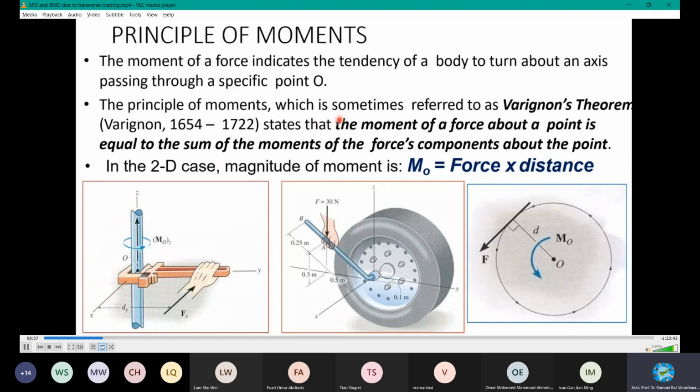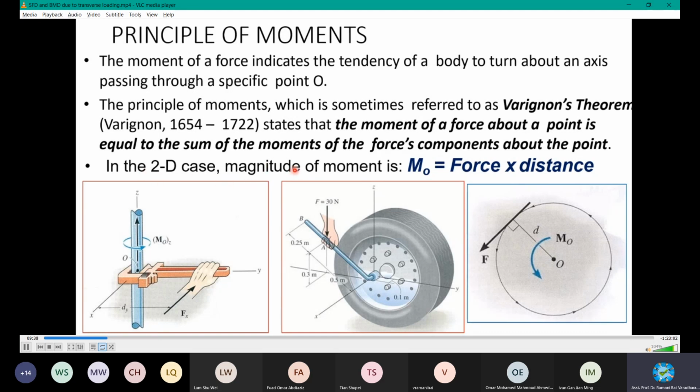The principle of moments, which is sometimes referred to as Varignon's theorem, way back in the 17th, 18th century, they followed this one. Maybe Greeks and Romans were the pioneers of our civil engineering construction. Rome, Greeks, Athens, buildings. The moment of a force about a point is equal to the sum of the moments of the components of the forces about the point. That means it should nullify. The resistive moment should be nullified so that the member is stable for any type of loading that is coming on. That's the meaning of this.